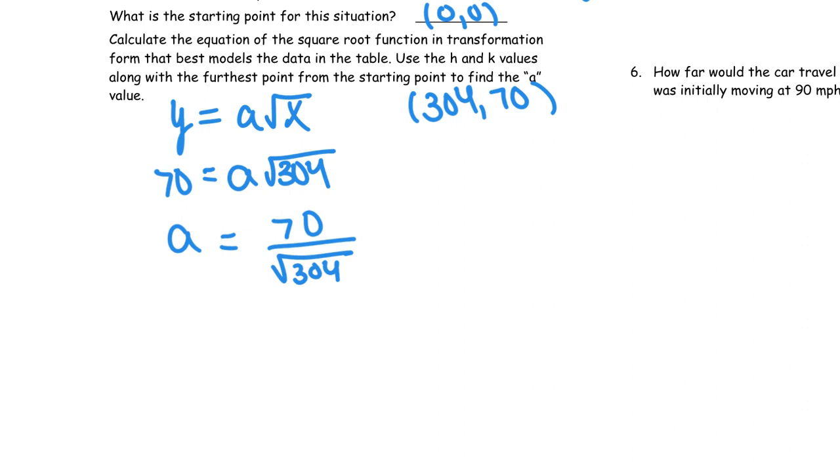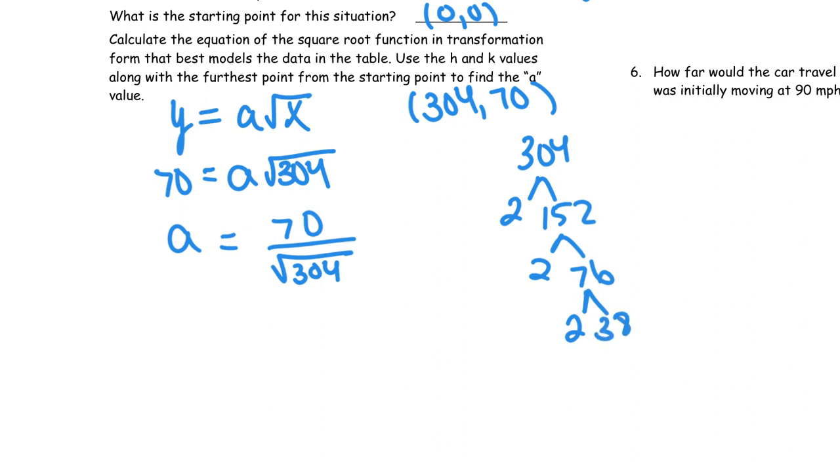Before I worry about that, I'm probably going to simplify it because I really don't want to multiply by 304. So instead of 304, any ideas of what's in there? Okay, so we're going to factor tree it. So here we go. 2 goes into it, 152. That's a 2 as well. What's that one? 76. 2 goes into that one. How many times? 38. 2 goes into that one. How many times? 19. Prime.